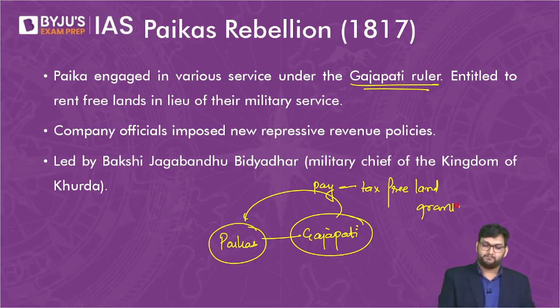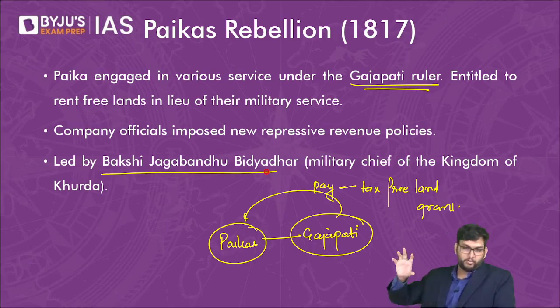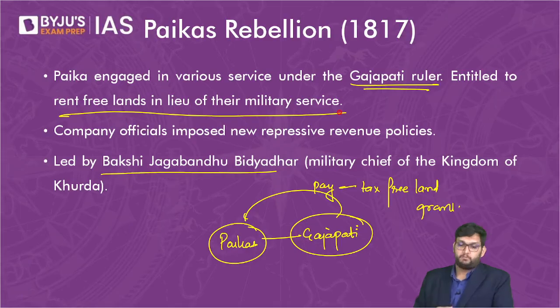And in that regard, Bakshi Jagbandhu Vidyadhar, he was a military chief of the kingdom of Khurda in this sector, Gajapati ruler sector. He is going to rebel and say, we don't accept this concept of taxation by the British because the British did not give us this land. So because the British only look at them as landowners and rather not as fighters, the problem was their rent-free land grant in lieu of military service will now be taxed, and they will thereafter rebel.